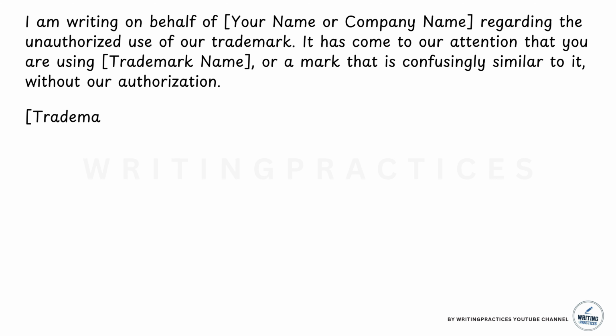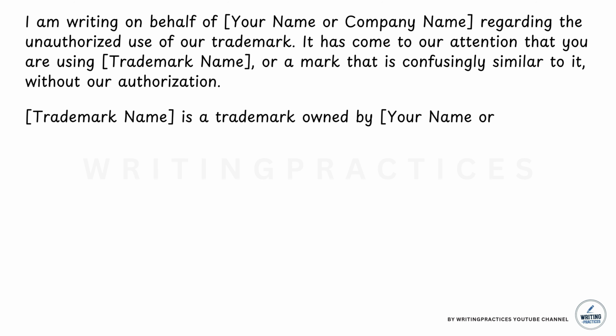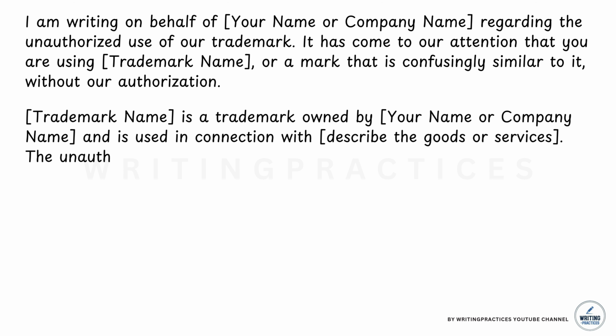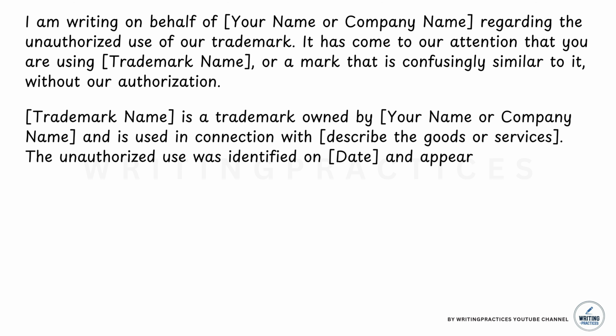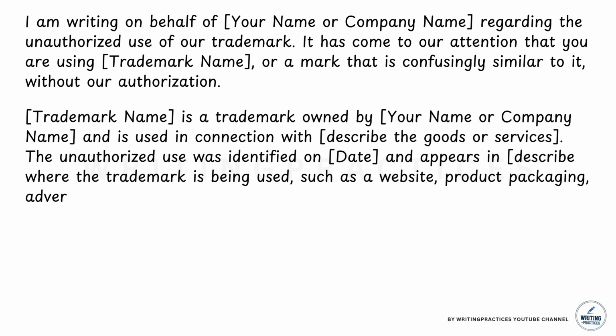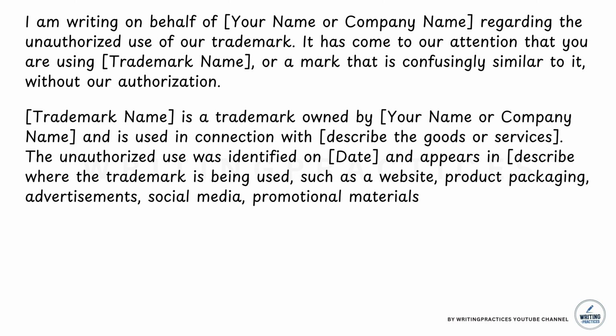Trademark description paragraph. Next, describe the trademark and explain where the infringement occurred. For example, the trademark North Star is owned by North Star Outdoor Equipment Inc. and is used in connection with outdoor camping equipment, hiking accessories, and related retail services. The unauthorized use was identified on July 30, 2026, where the trademark appeared on your company website, promotional advertisements, and product packaging without our permission or authorization.